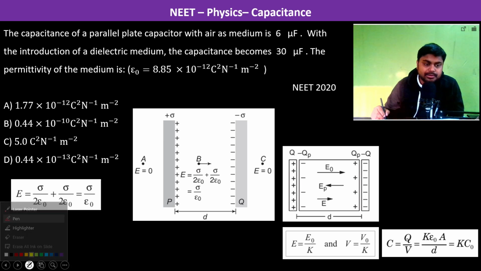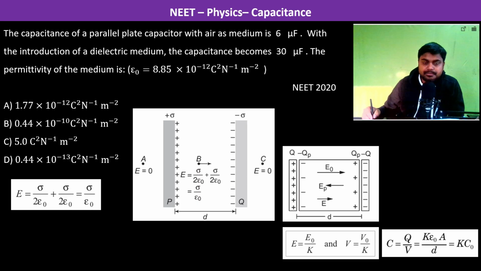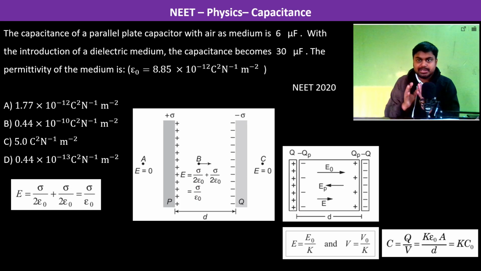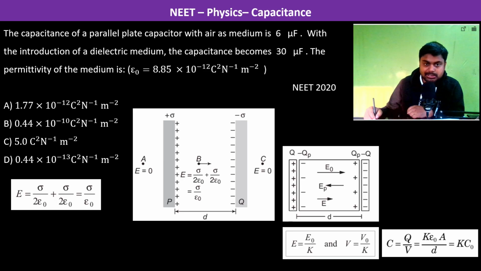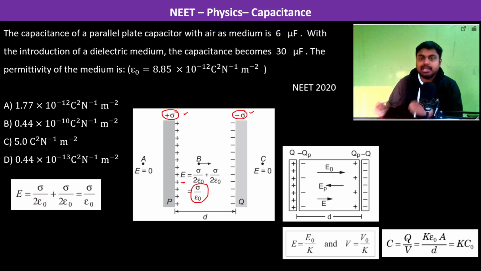So when the capacitor is connected with a battery, what happens is charge Q is accumulated such that the surface charge density is plus sigma and minus sigma on either of the plates, and thus the electric field is sigma by epsilon naught in the space between them.